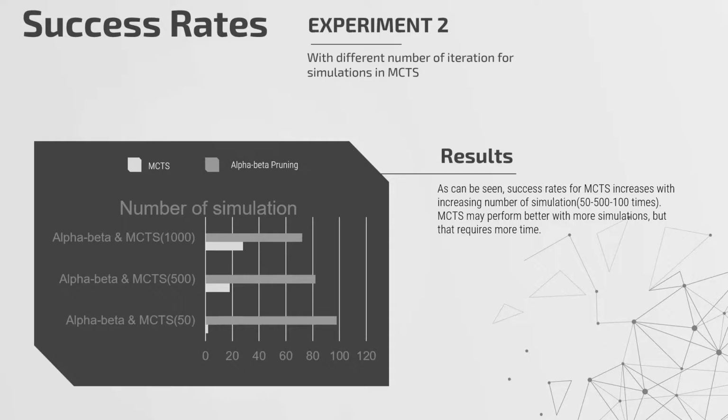The second experiment is carried out with Monte Carlo search and alpha beta algorithms again, but this time I keep the depth the same, while the number of iterations for simulation is different: 50, 500 and 1000. As you can see from the graph, success rates for Monte Carlo search increase with increasing number of simulations. Monte Carlo search depends on the simulations. It may perform better with more simulations, but it changes its execution time, which I will show in the next slide.